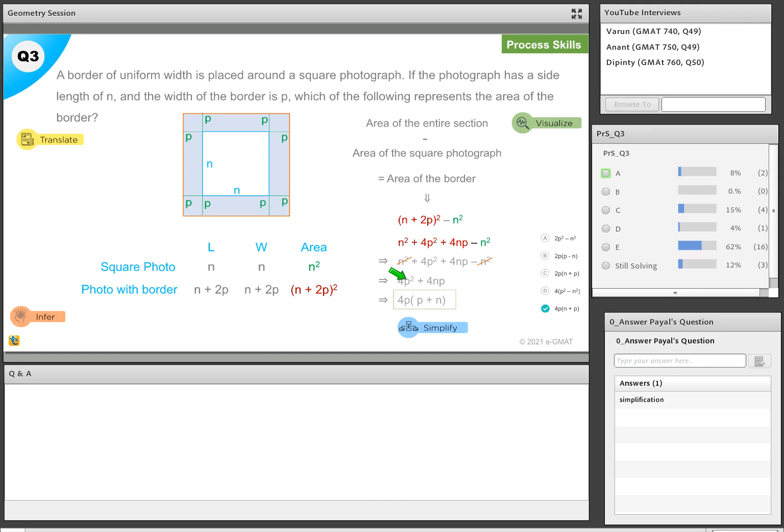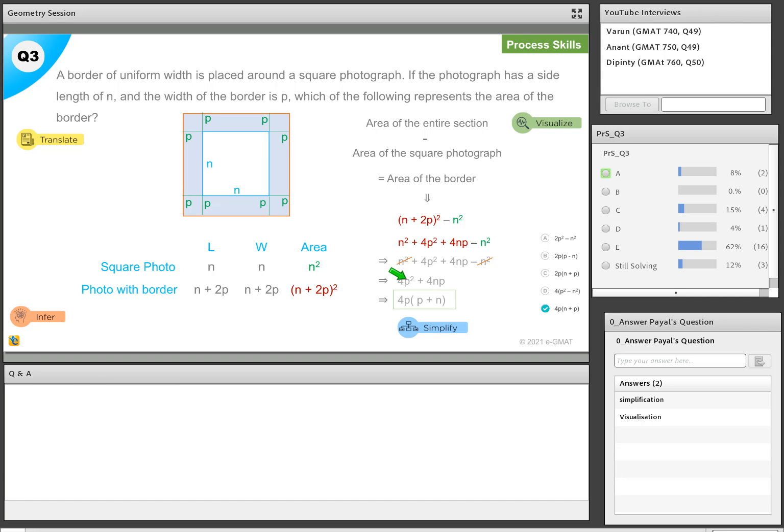Simplification, okay. So again, see how you are now able to identify what process skill you faltered at. If you faltered at the simplification step here, then this means that you need to look at quant basics. We cover simplification as a process skill in quant basics as well as in algebra module 1. Okay, very important. So that's the skill set you need to build.